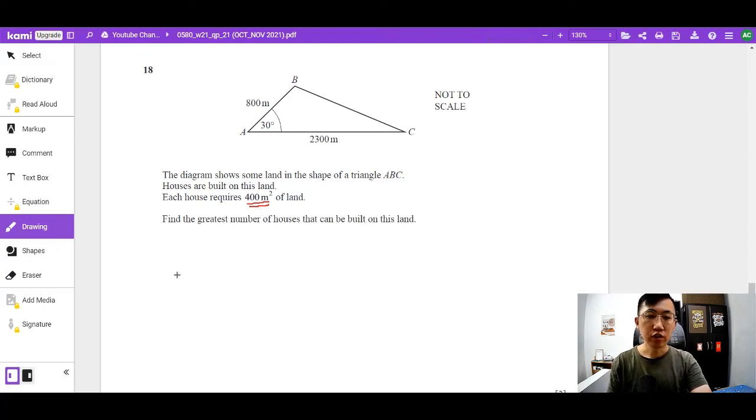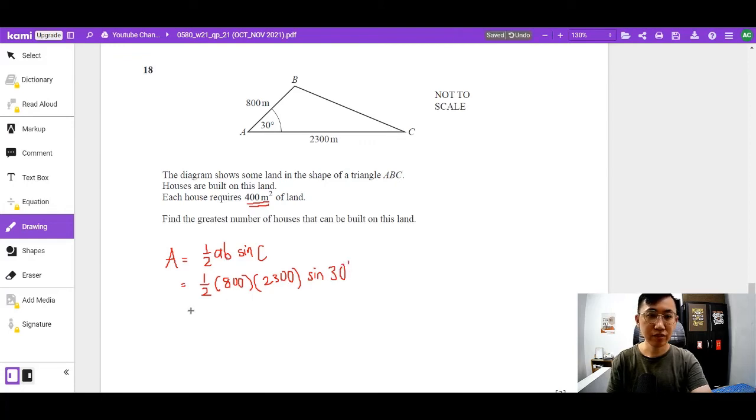Alright, so we are going to use the area of triangle formula. Now we cannot use half times base times height. We have to use another one. It's half AB sine C. Okay, half AB sine C. So your A and B is the length of the sides, 2,300 and 800. So we are going to substitute whatever that we know. 800. Let me write properly. 800. Alright, another one, 2,300. Sine your angle, so sine 30 degree. Alright, let's find out the area of this triangle.